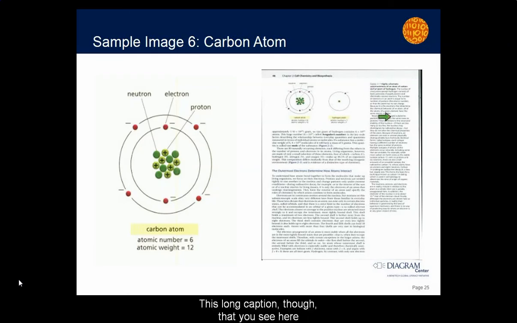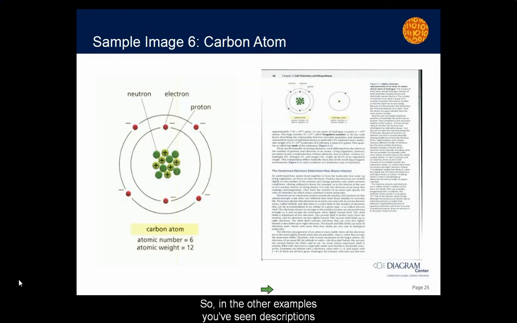This long caption that you see here on the right-hand side of the contextual page is live text. It doesn't explain the image, but it does provide background and context, and the student will be able to use that when reading or listening to a text description of the image, or interacting with a tactile graphic or 3D object. All of these would be perfectly wonderful ways to make this particular image accessible.